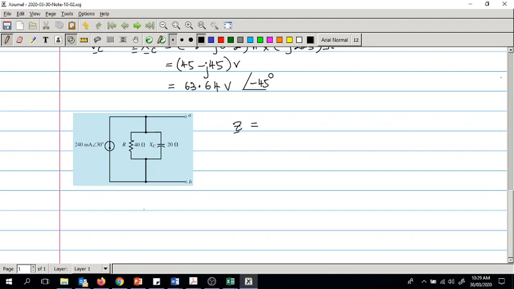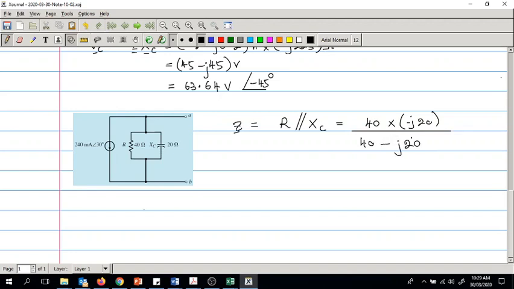Z is equal to R parallel XC. So that is 40 into minus j20 divided by 40 minus j20.